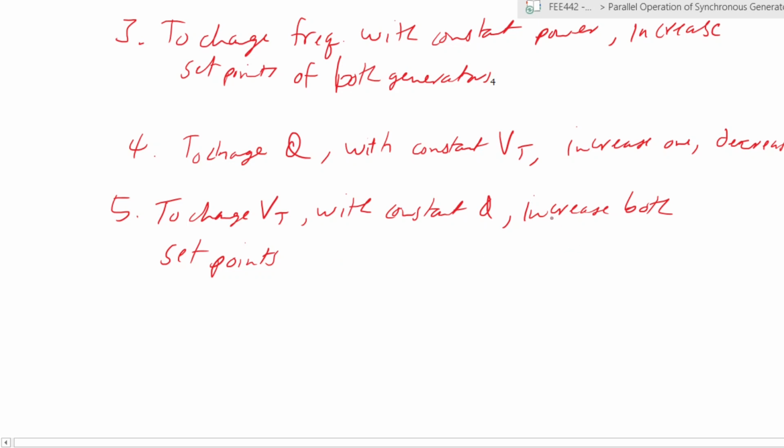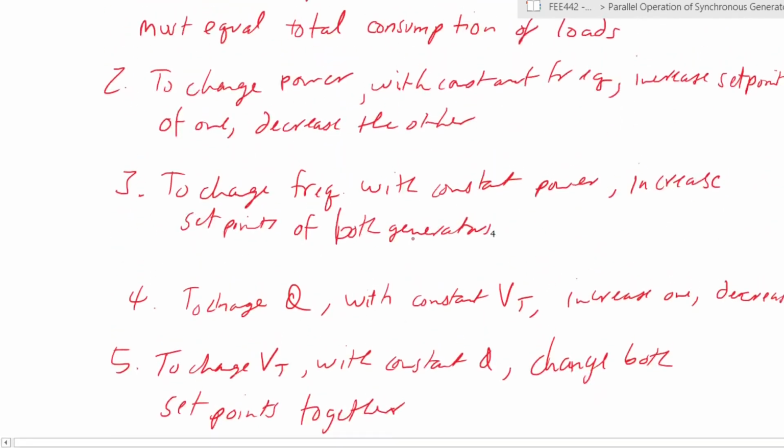Let's say change, because it can be an increase or a decrease. Change both set points together. And similarly here, it's not increase necessarily, it can be just a change. It can be increase or decrease. So let's change.